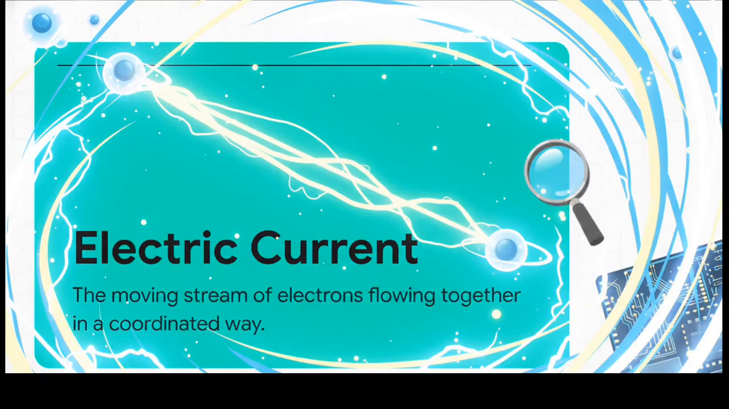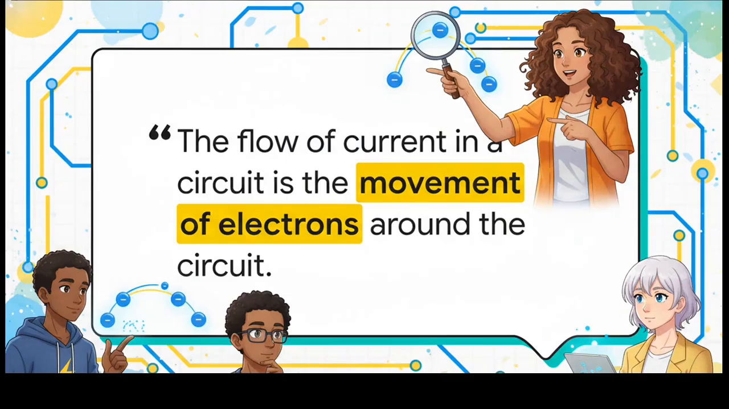And here is the absolute key idea. When we do get all those free electrons moving together in one big, coordinated stream, we call that an electric current. It's not about a single electron doing its own thing, it's about the flow of the entire group. It really is that straightforward. I mean, the source material just nails it with this simple definition. The flow of current in a circuit is the movement of electrons around the circuit. That's the whole concept right there.